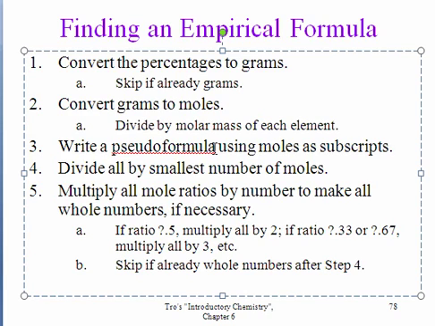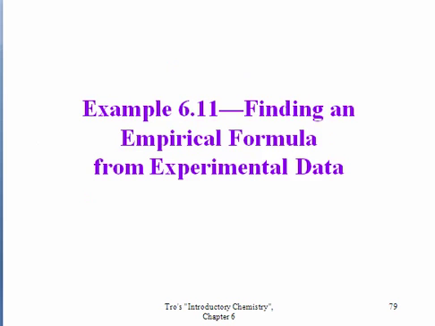Once we have this written out, we identify which subscript is the smallest, and we divide all the other numbers by it. The numbers that we get may be whole numbers. If they are, then we're done. If we have a number that has some number here and then it's 0.5, we've got to multiply all our values to get a whole number. So if we have 0.5, we multiply by 2. If we have 0.3 or 0.67, we multiply by 3. So what the heck do I mean by this? Well, let's look at an actual example, and hopefully it'll make some sense.